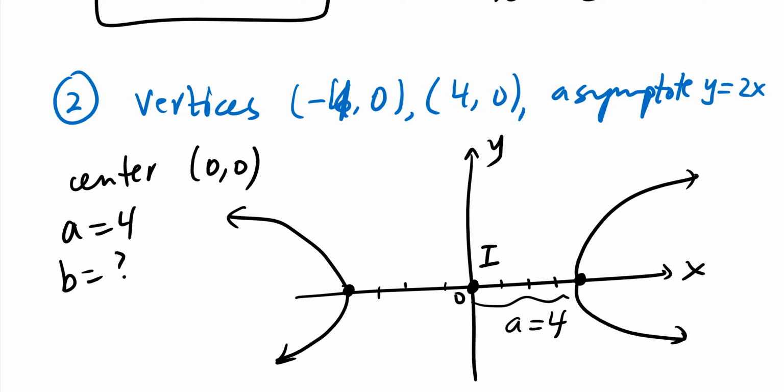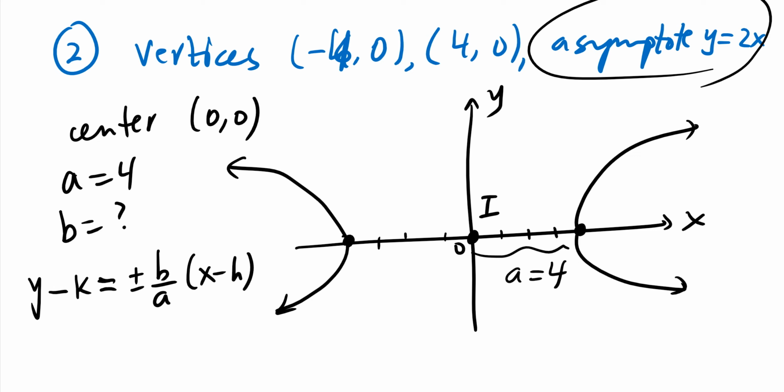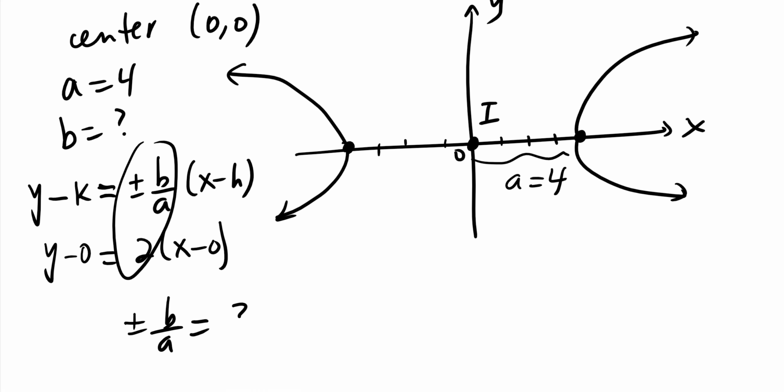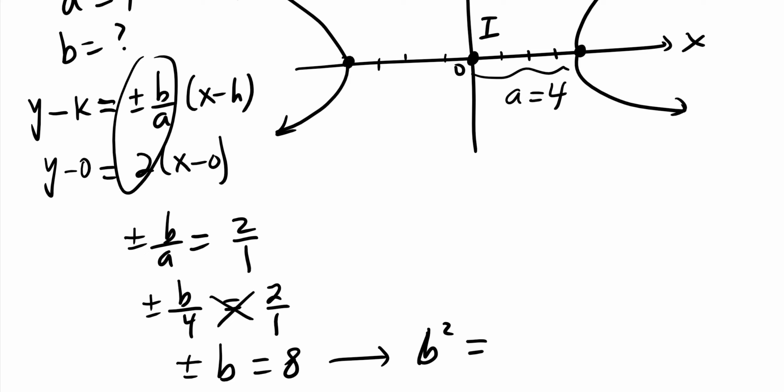Well, I used the vertices. I haven't used the fact that the asymptote is given. Remember the equation of the asymptote: y minus k, and since it opens to right and left, it's plus or minus b over a, x minus h. It's given to us as y equals 2x, like that. So it's like minus 0, minus 0. So plus or minus b over a is 2. But we found a is 4, so substitute that in. Cross multiply, plus or minus b is 8. If you square both sides, because I need b squared at the end, it's 64.